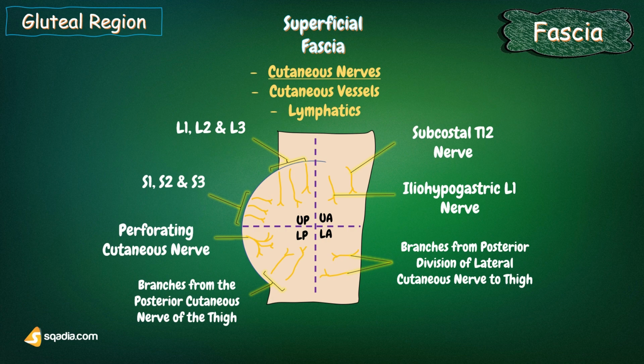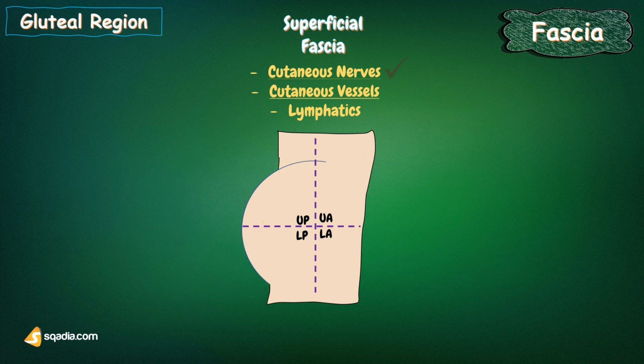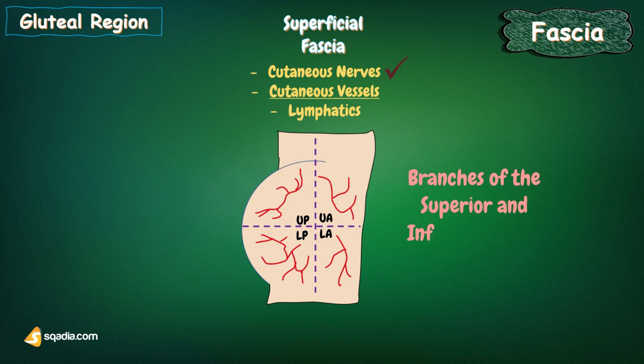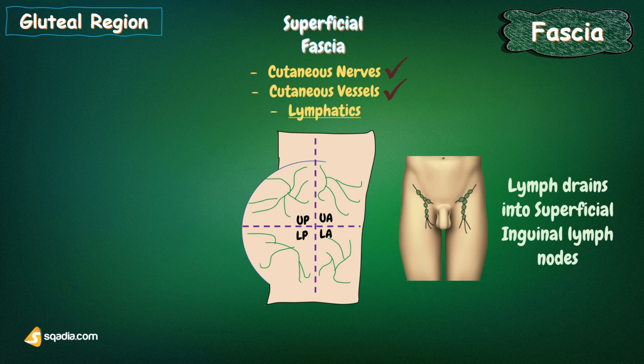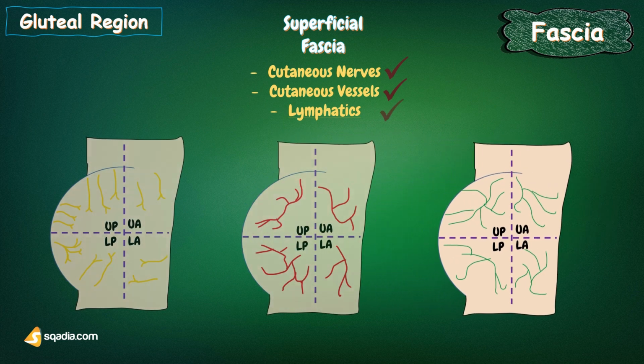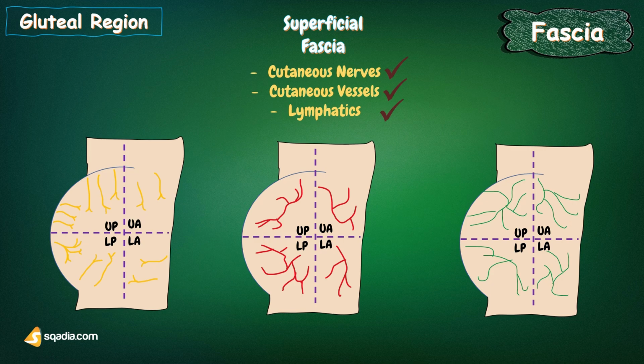If we talk about the cutaneous vessels and lymphatics, the blood supply of the skin and subcutaneous tissue is derived from branches of the superior and inferior gluteal arteries. The lymphatics from the gluteal region drain into the lateral group of the superficial inguinal lymph nodes. That is all about the cutaneous nerves, vessels, and lymphatics in the superficial fascia of the gluteal region.